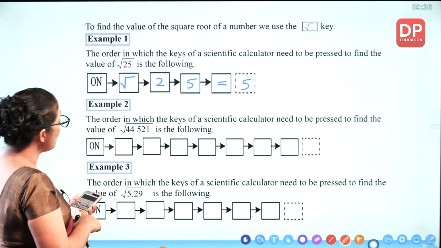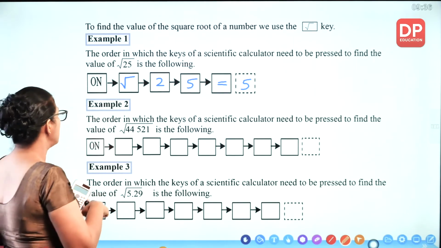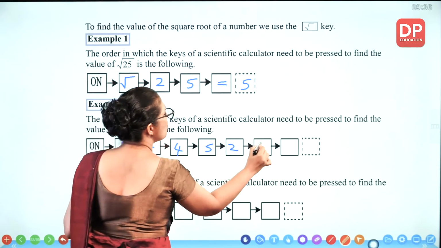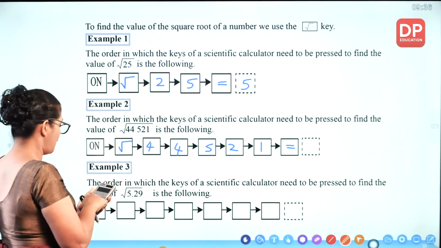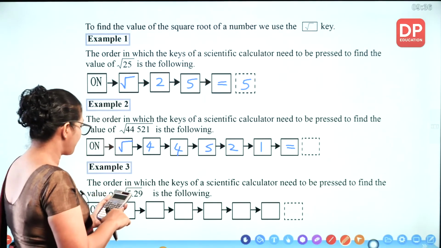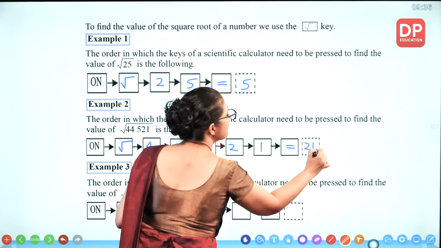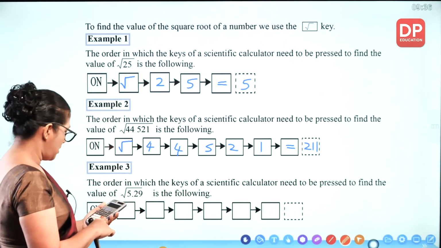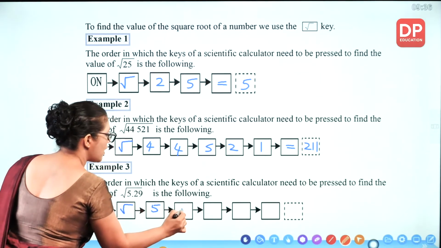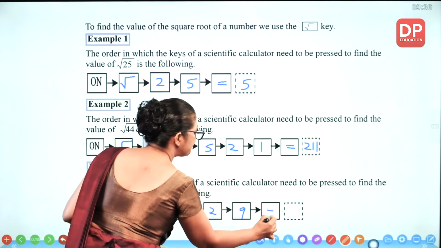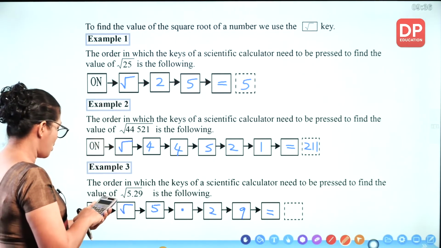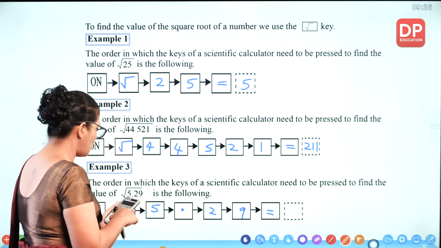Next one, square root of 44,521. So square root of 44521. What's the square root of 44521? 211. This one, square root of 5.29. So square root of 5.29 is equal to 2.3.